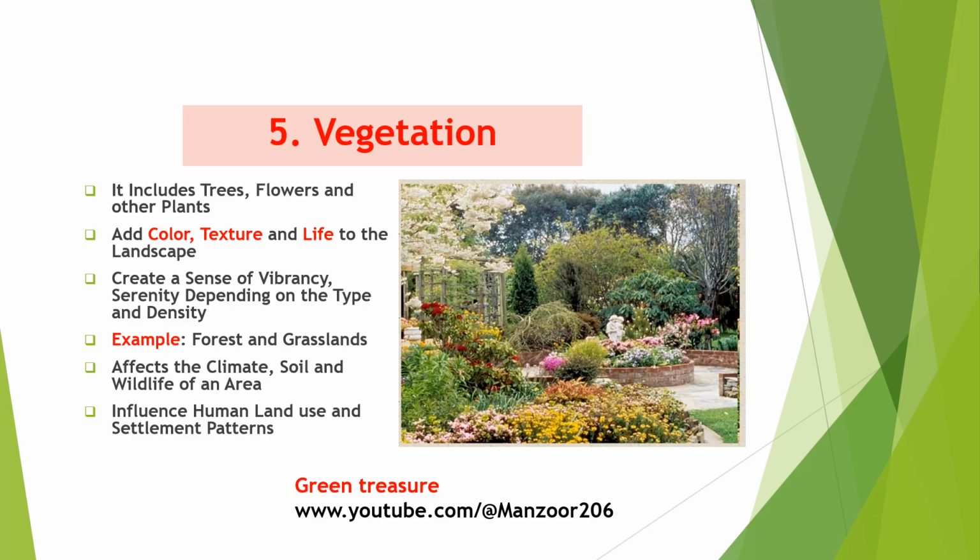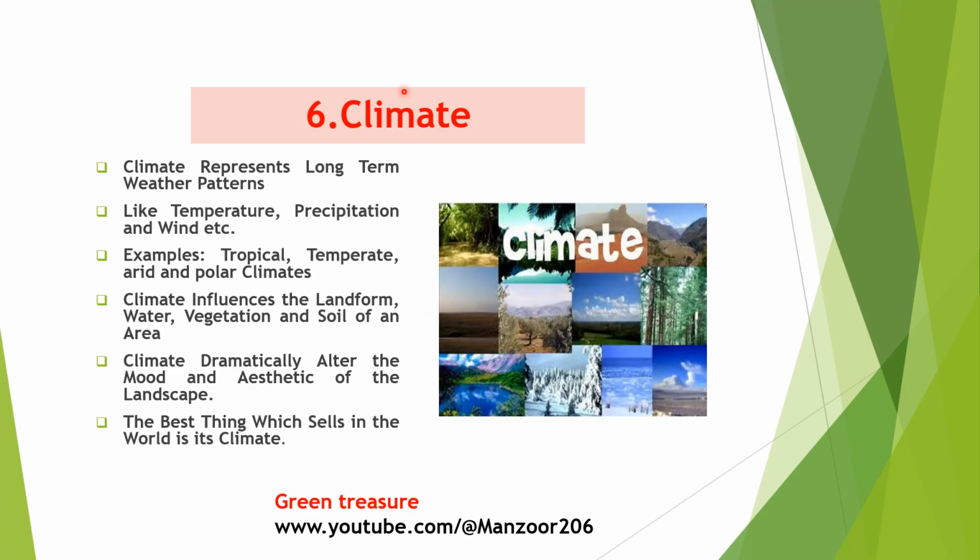Sixth, the most important is the climate. Climate represents the long-term weather patterns like temperature, precipitation, and the wind, etc. We have different types of climates: tropical, temperate, arid, and polar climates. The climate influences the landform, water, vegetation, and the soil of an area.